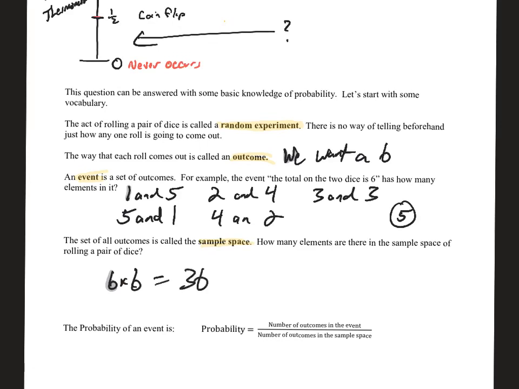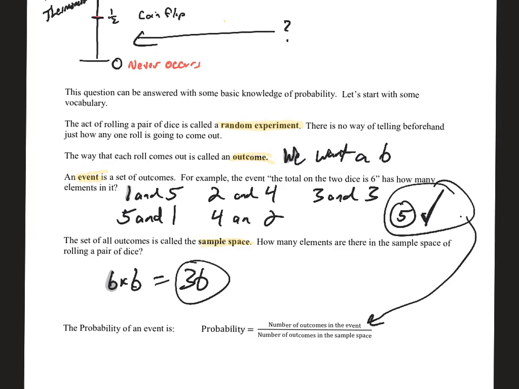And so to find the probability, you take this number right here, the 5, which is the number of outcomes in the event, and 36 is the number of outcomes in the sample space. So the probability of rolling a 6 is 5 out of 36. If you want to put that into a decimal, you most certainly can, but it's completely appropriate to answer as a fraction. As a decimal, this is about 0.14, so about 14%.